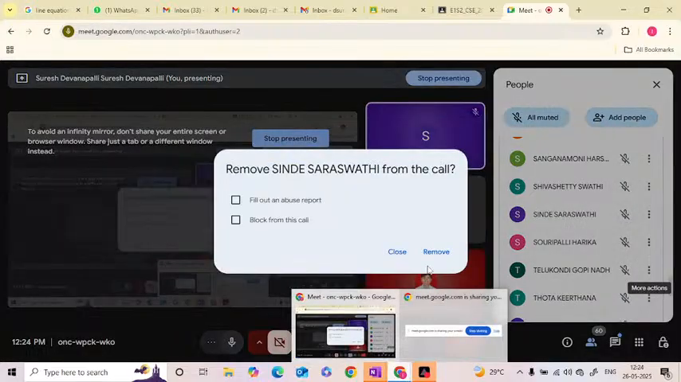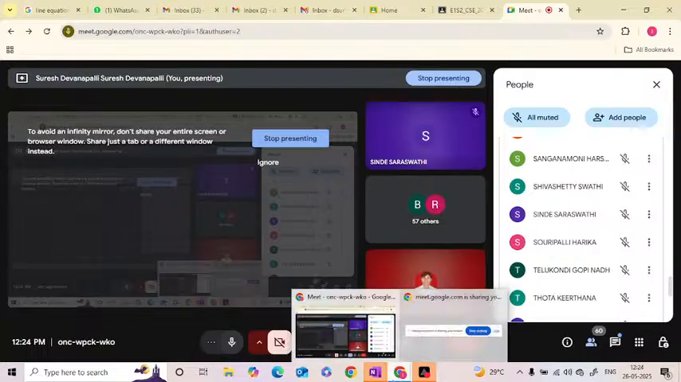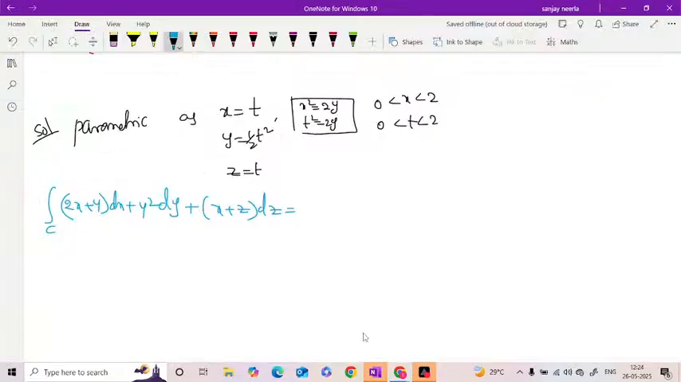Okay, leave it. Okay, now the integral of 2x plus y into dx plus y square into dy plus x plus z into dz. Now substitute x, y and z.